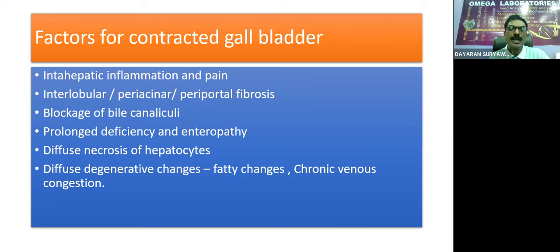Then diffuse necrosis of the hepatocytes. Many toxins are there, chemical toxins are there, poisons are there. In that case, there is extensive necrosis of the hepatocytes. Then that may lead to the lower production of the bile, and the gallbladder looks empty. Then diffuse and degenerative changes like fatty changes, chronic venous congestion.